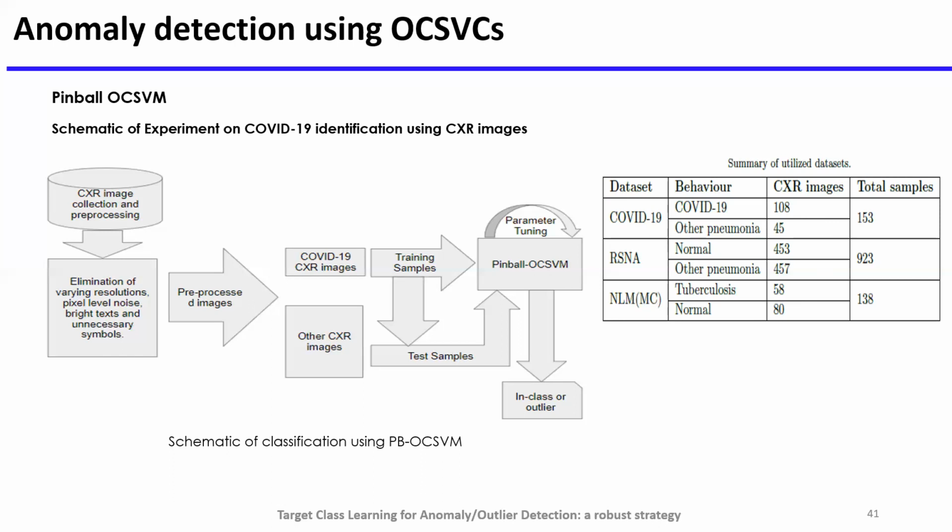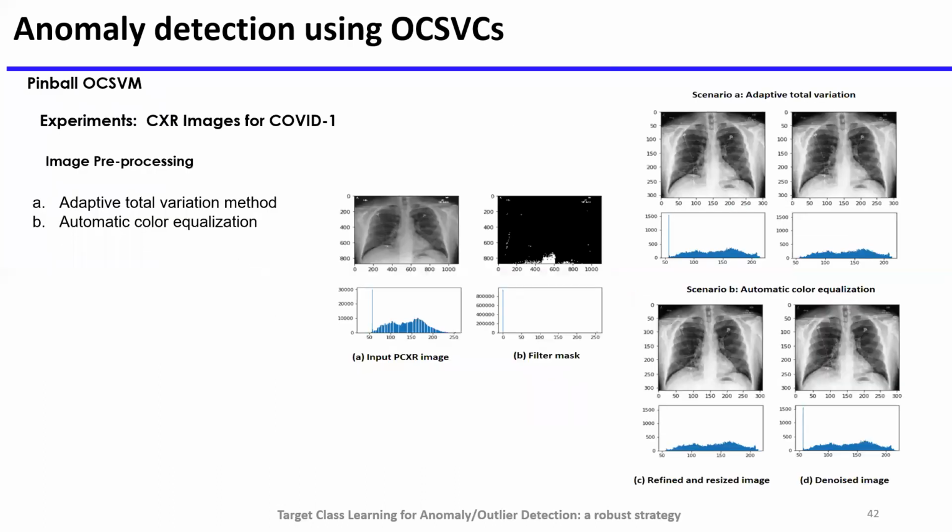Let us assume that COVID-19 is the target class and the other samples are coming from a different class. Then if a person is not infected by COVID-19, surely he must be an outlier, or a normal person. So the schematic shows that after pre-processing, the COVID-19 CXR images were trained using pinball one-class SVM, and the rest of the samples were treated as the test samples. And the objective is to show the efficiency.